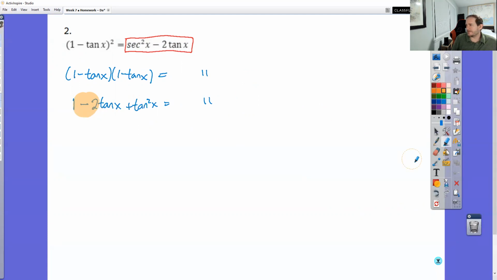That's this guy. So basically now you've got the other side. You can see that you want a secant squared, and you see that what you have left is 1 plus tan squared, which I hope you remember is one of our Pythagorean identities.